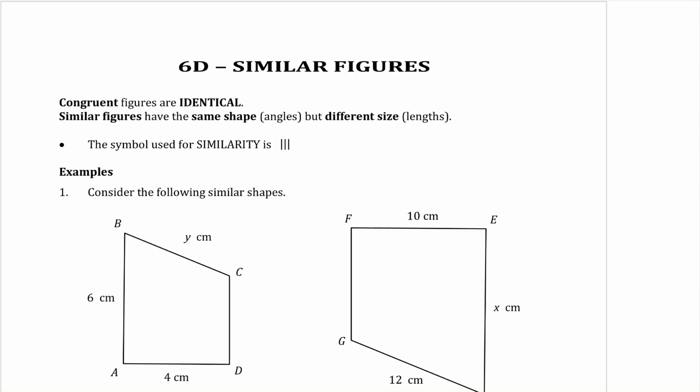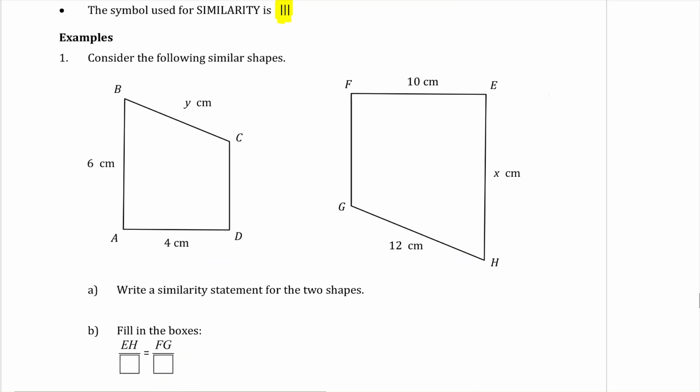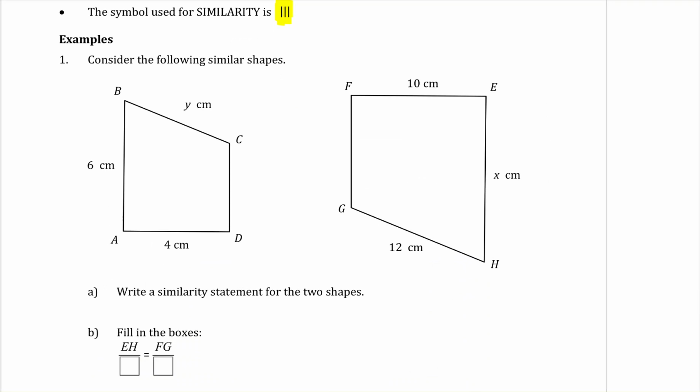Okay, so the symbol for similarity is the 3 vertical lines. Remember, congruence was 3 horizontal, so similar is 3 vertical lines. And here is some similar shapes. And notice they're not triangles. So we're not always just restricted to triangles. We have some looking somewhat like trapeziums there.